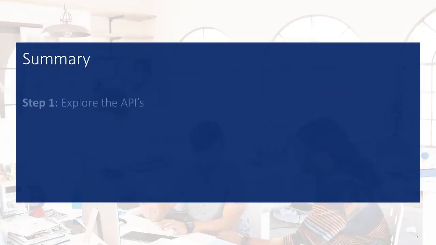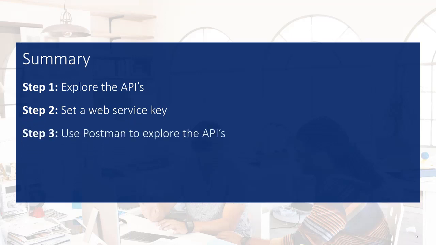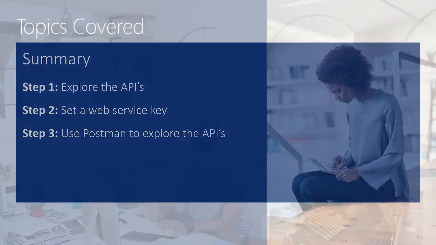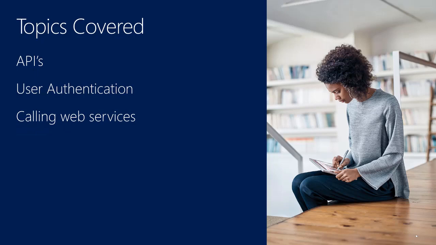So in this video, we started with exploring the APIs. We have seen how to set the web service key for usage in a development environment, and we used Postman to explore the behavior and the possibilities of the APIs. So as topics that we have covered, we have talked about APIs for Dynamics 365, about user authentication and calling web services.